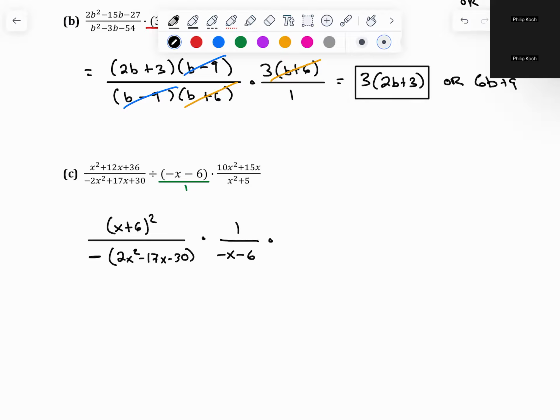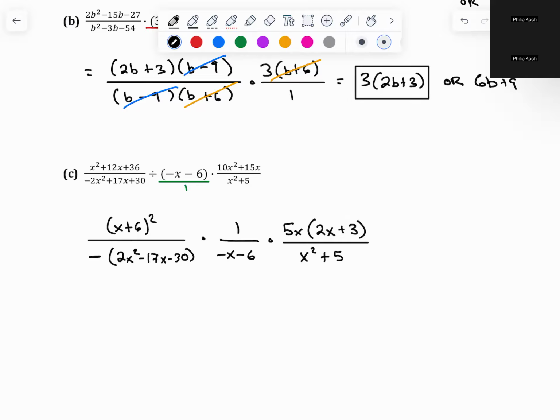And then the last piece, there's a common factor of 5x between 10x squared and 15x. So I'll factor out a 5x, and I've got 2x plus 3 divided by x squared plus 5. That's a sum of squares, not an actual sum of squares, right? Because 5 isn't a perfect square, but it can be thought of like a sum of squares, and sums of squares are prime. They don't factor over the real numbers.